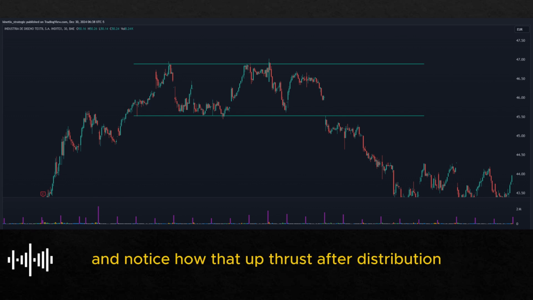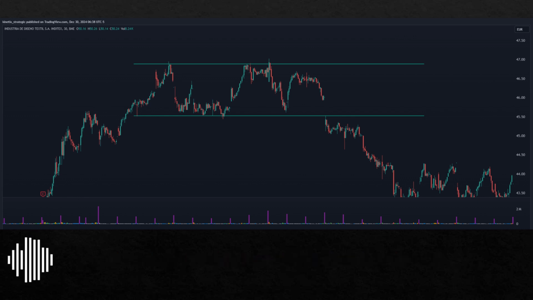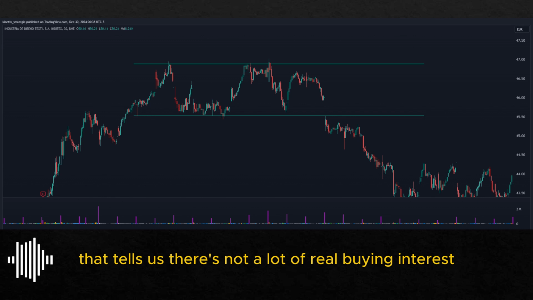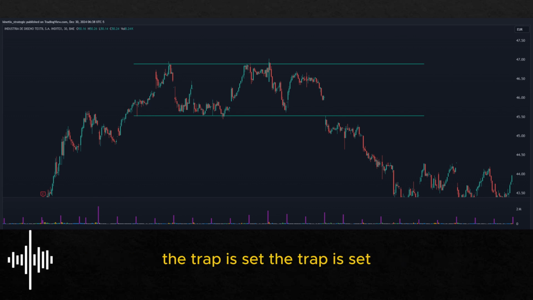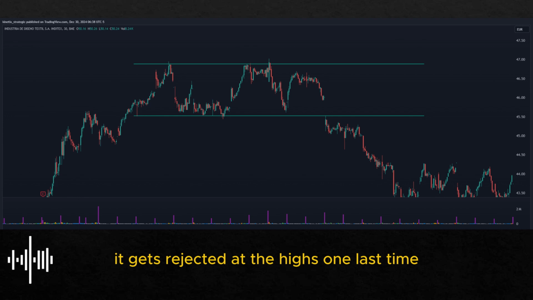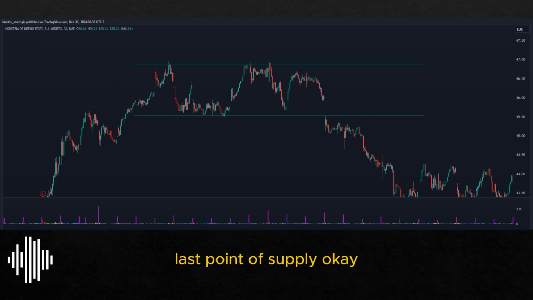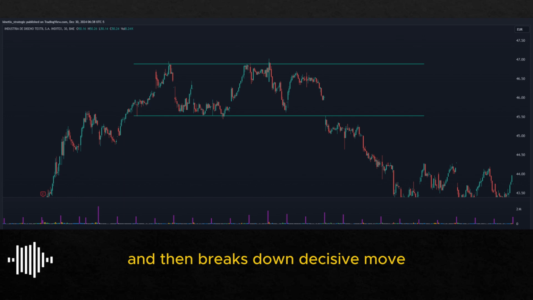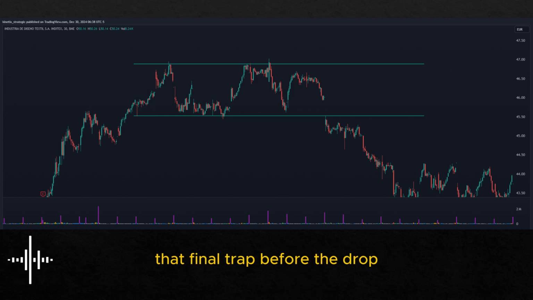Exactly. And notice how that upthrust after distribution happens on low volume. That tells us there's not a lot of real buying interest at those higher prices. Right. The trap is set. The trap is set. The price falls back into the range, gets rejected at the highs one last time, and forms the last point of supply. Last point of supply, okay. And then it breaks down. Decisive move. That final trap before the drop.